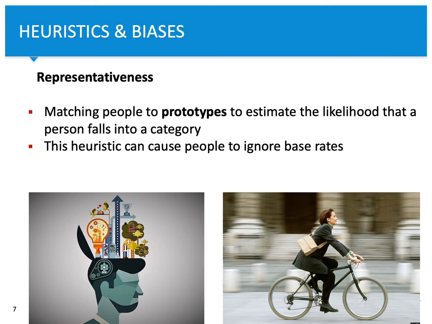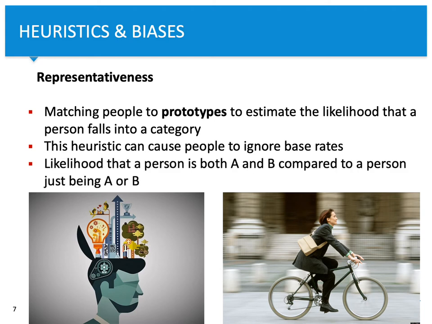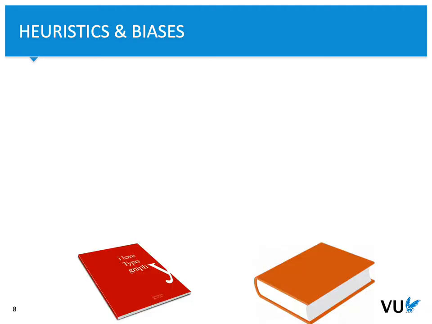This heuristic can cause people to ignore base rates. So if you would think, how many people ride bikes in the Netherlands, percentage-wise, and in Denmark, or compare Amsterdamers with people living in Copenhagen, where is it more popular to ride a bike? Okay, I think that's clear. We can move to the other example, anchoring.